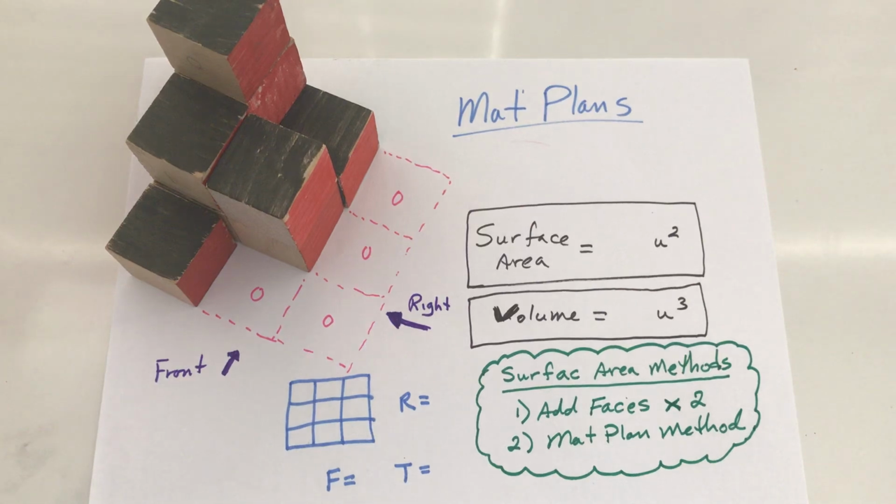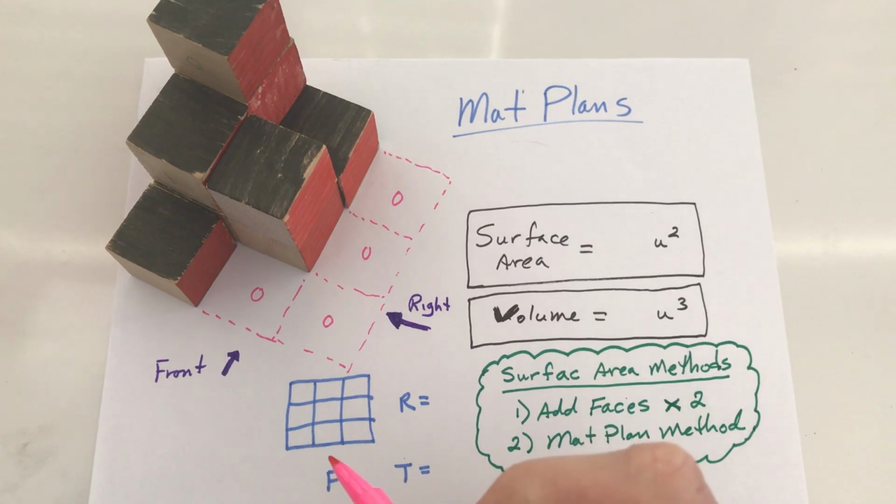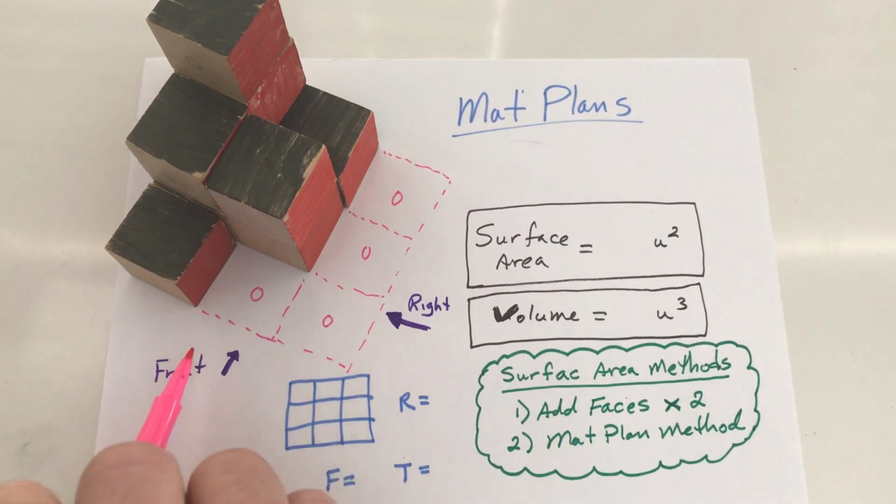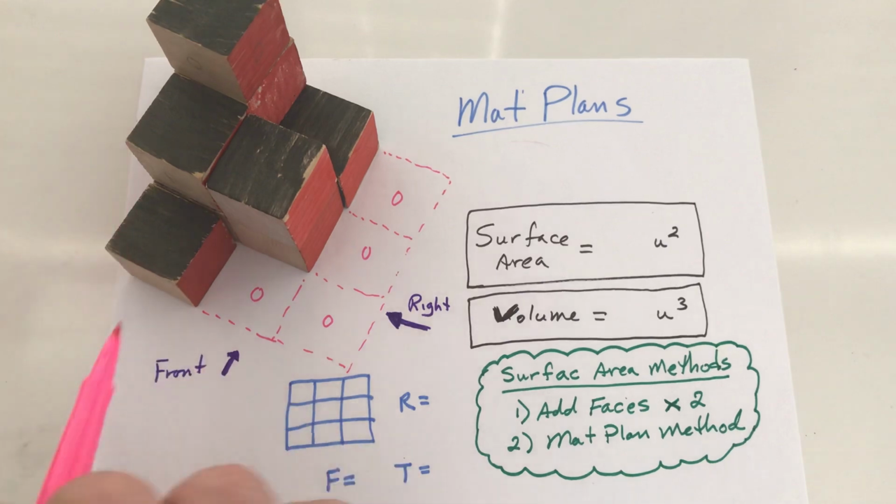This video is going to walk you through how to use mat plans to find surface area and volume of 3D cubes in different arrangements. In this case right here, we have cubes arranged on a 3x3 grid, and we use mat plans to lay out the foundation. So on the front side, which is coming in from this side, all of the white sides that you see right there are called the front sides.